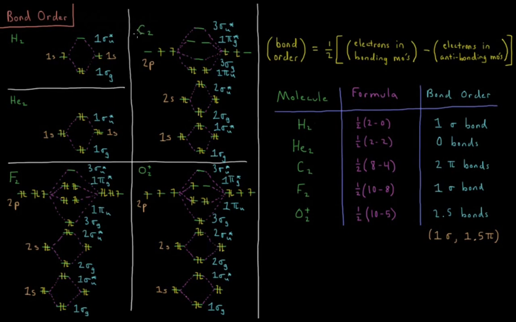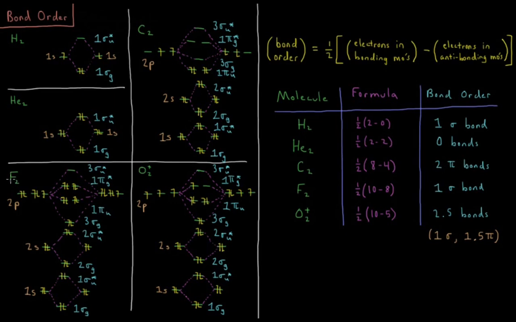All right, C2, we can do the same kind of thing. 1σg, 2σg, 1πu twice, 8 electrons in bonding orbitals. 1σu star, 2σu star, 4 electrons in antibonding orbitals. 1/2 times 8 minus 4 is 2 bonds. Notice that the sigmas are equally canceled by sigma stars, but all of the pi's remain. So this C2, we would say it has 2 pi bonds.